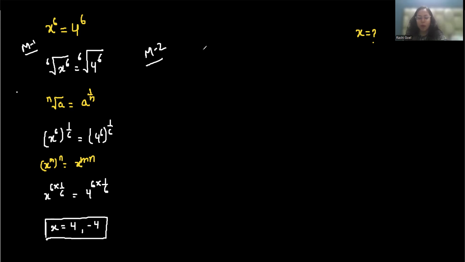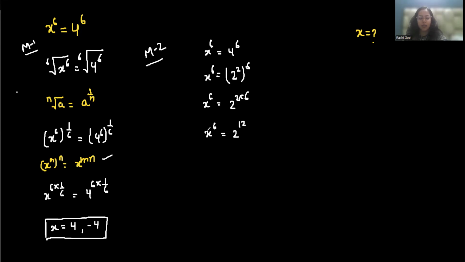So x power 6 is equal to 4 power 6. I can write 4 as 2 power 2 whole power 6. Now apply the same rule, x power m power n is equal to x power mn, this one. So it becomes x power 6 is equal to 2 power 2 times 6. So x power 6 is equal to 2 power 12.